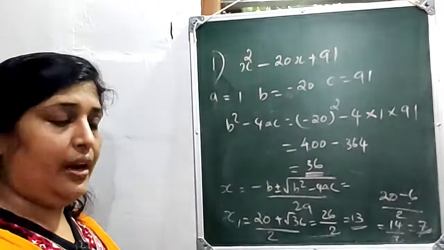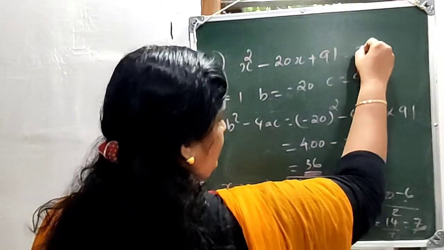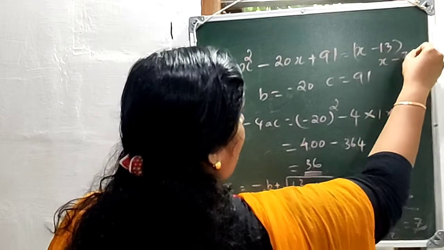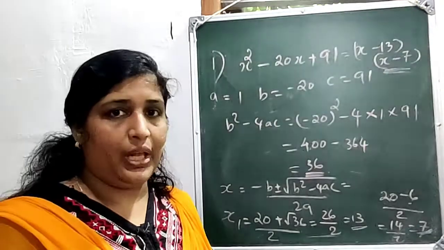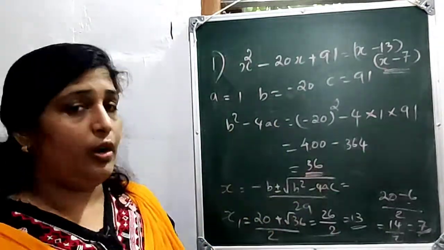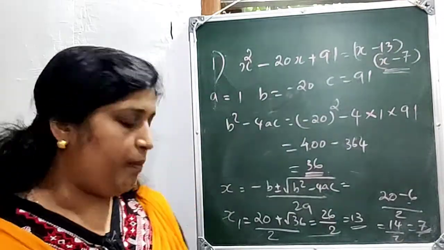From solutions we can write the factors. So which are the factors? One factor is equal to x minus 13 and the second factor is equal to x minus 7. Okay, these two are the factors of the polynomial. This is how we find the factors of the polynomial. First find out the solution, then find the factors. Okay, we can do one more problem like this.